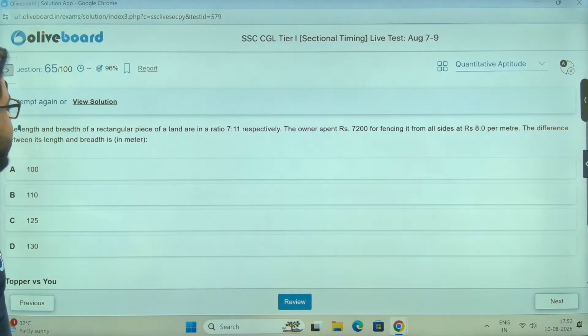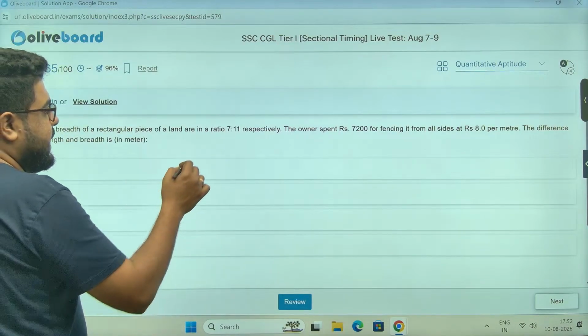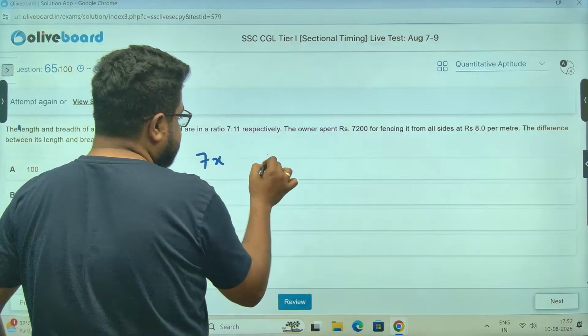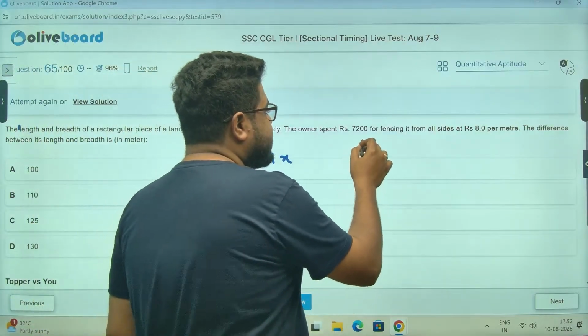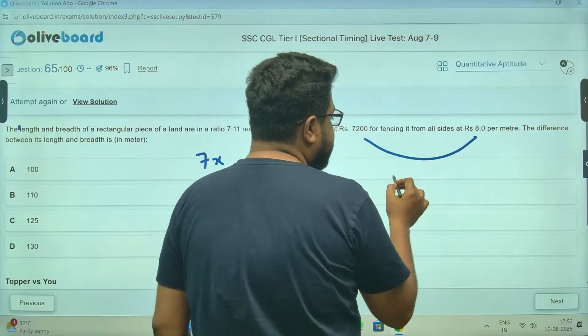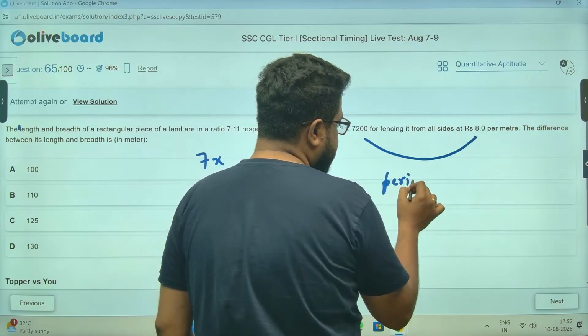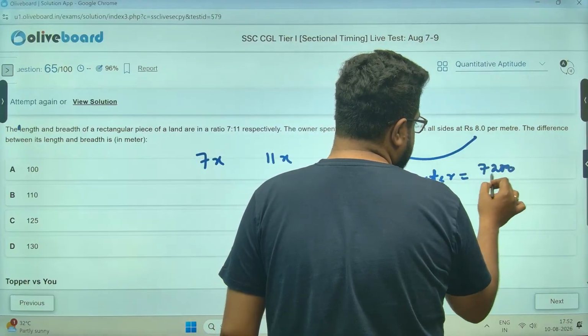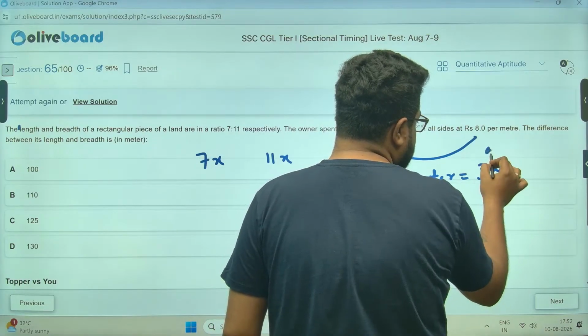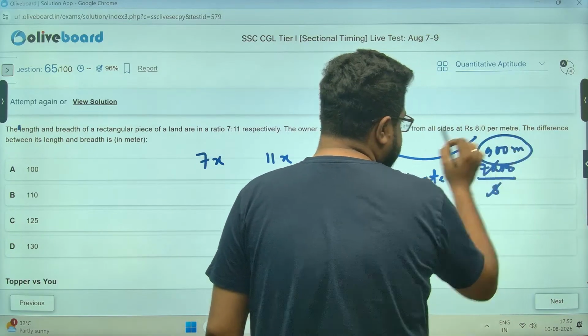The length and breadth of a rectangular piece of land are given as 7x and 11x, length being less. The owner spends this much on fencing it at this rate. That means the perimeter will be 7,200 rupees at 8 rupees per meter. So 900 meters is the perimeter.